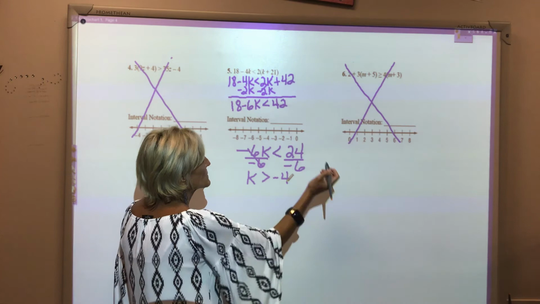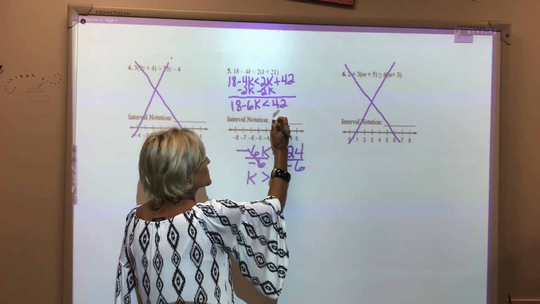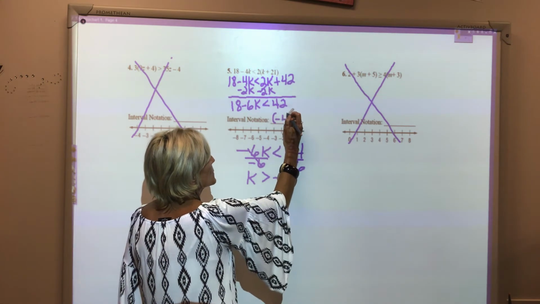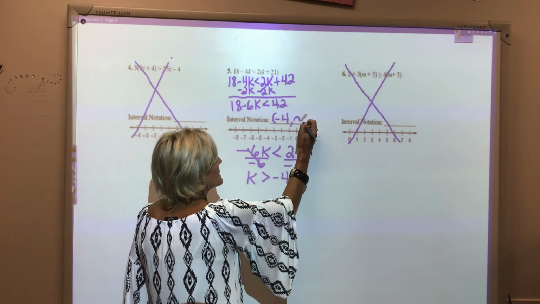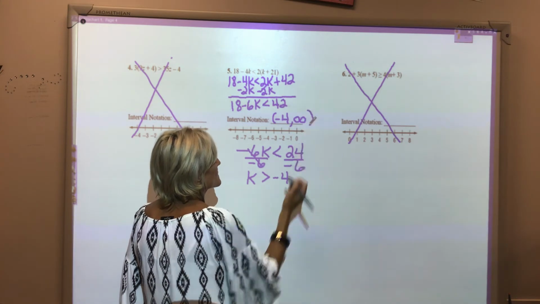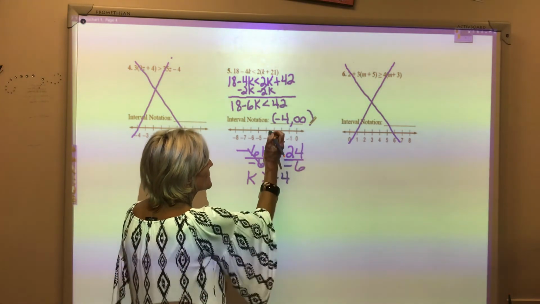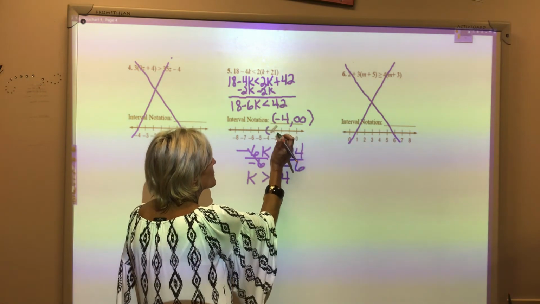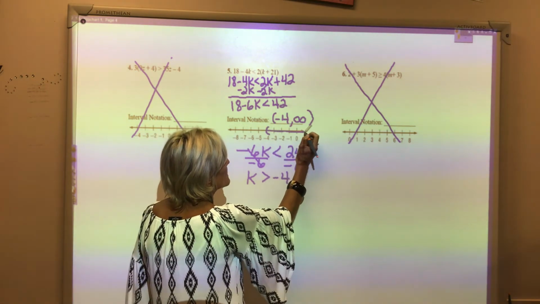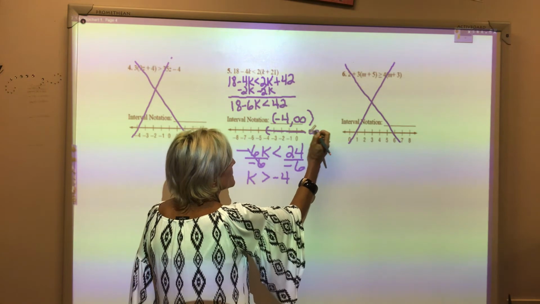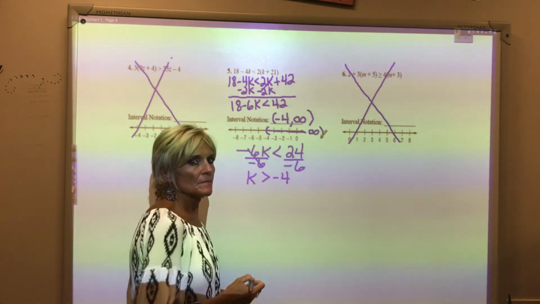So for my interval notation, I'm going to start at parenthesis, negative 4, comma, infinity, parenthesis. Same thing on the number line, parenthesis at negative 4, go towards positive infinity, close it in a parenthesis.